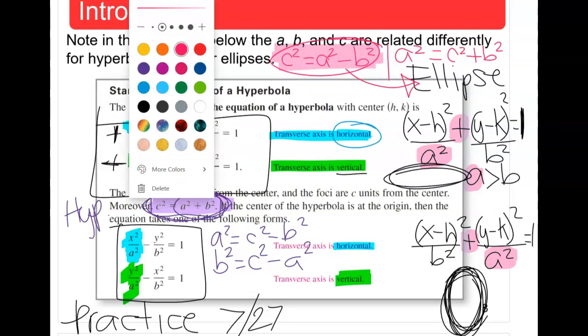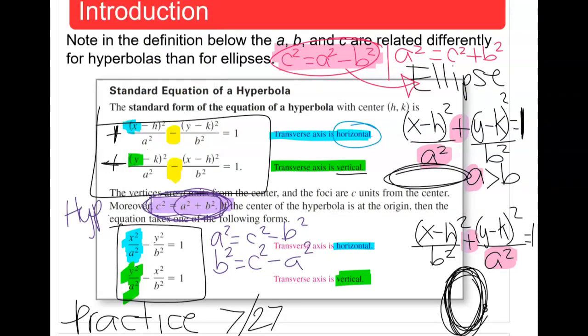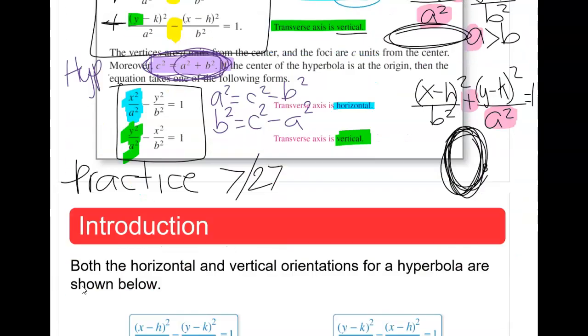I'll write the other one just so you can have all those formulas with you. So if we want to solve for b squared, that will be a squared minus c squared, like that. So make sure you write this down, take a screenshot, whatever you want, but have it handy.